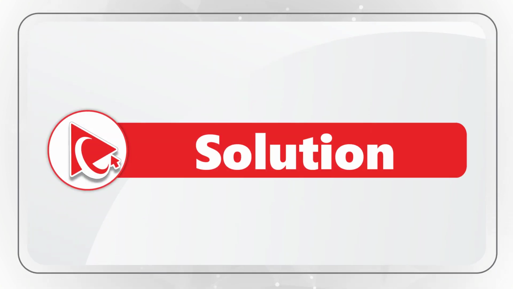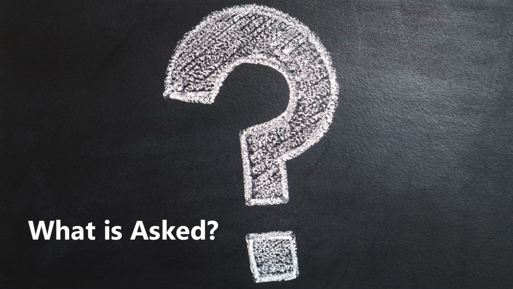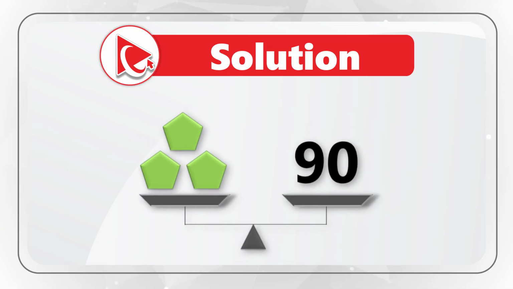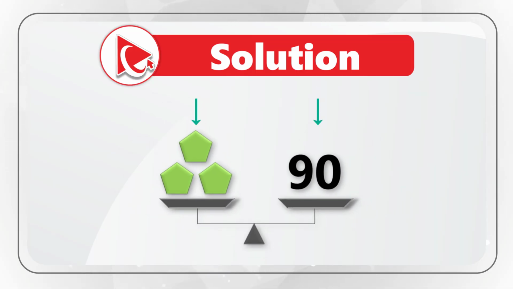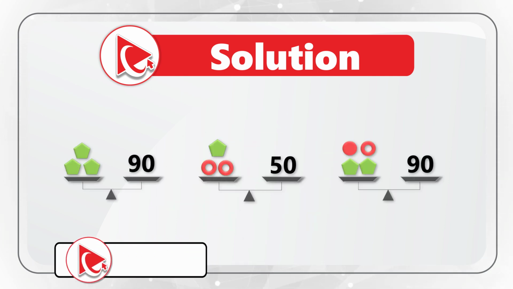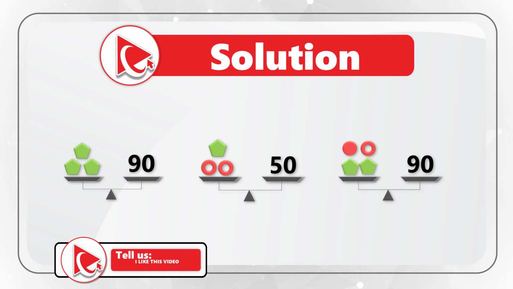I think the key to solve this challenge is to understand what is being asked. You see shapes on the left of the scale, and the number on the right, which means that the combination of the shapes is equal to the number. To solve the problem, you need to go from scale to scale and calculate the shape's value.